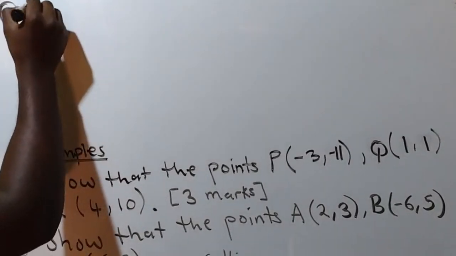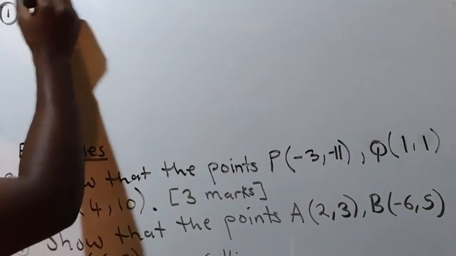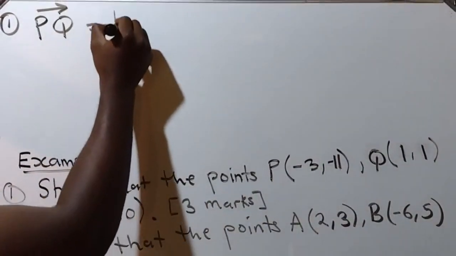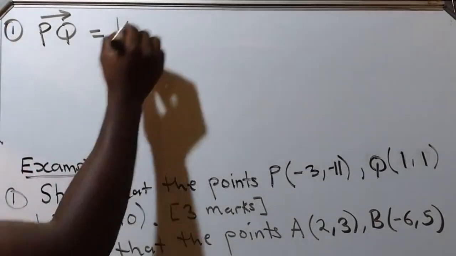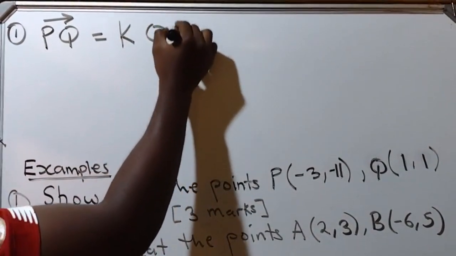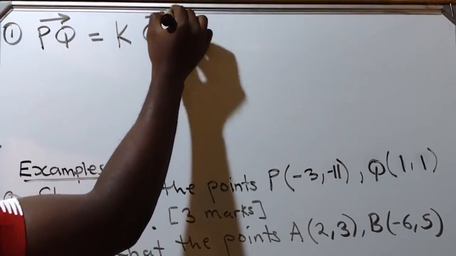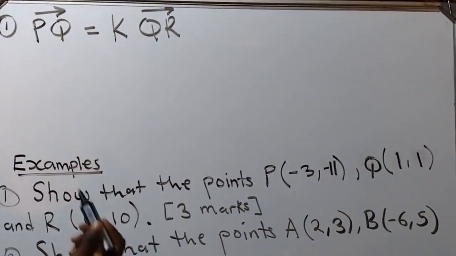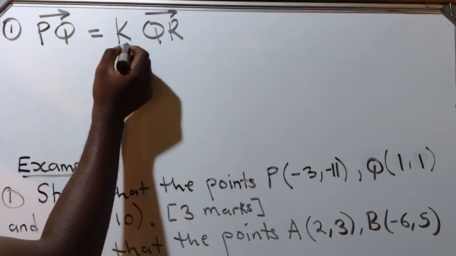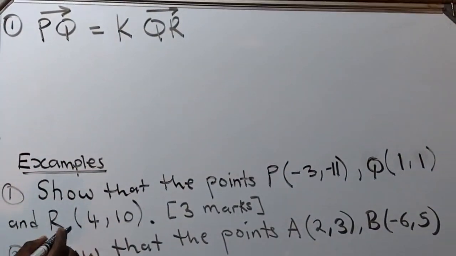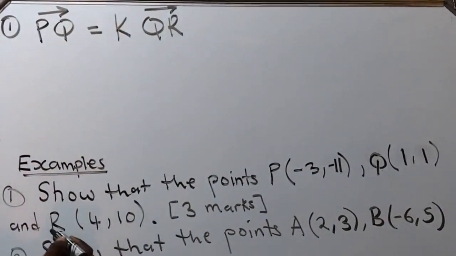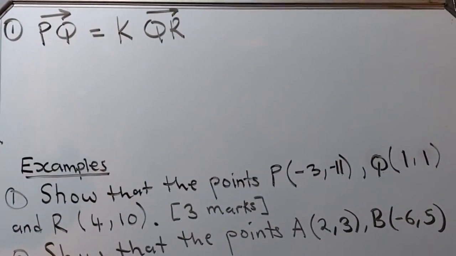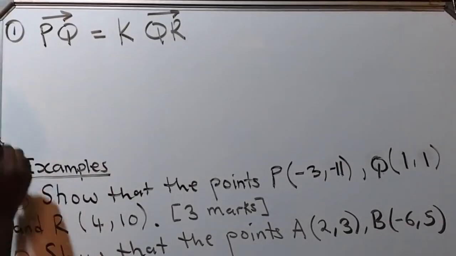You start by saying the vector PQ is going to be equal to a scalar multiple of the vector QR. This k is a constant value, a scalar value, which is being multiplied with the vector QR. So I want you to follow me on this one. What formula can you use? You have to identify the coordinates.